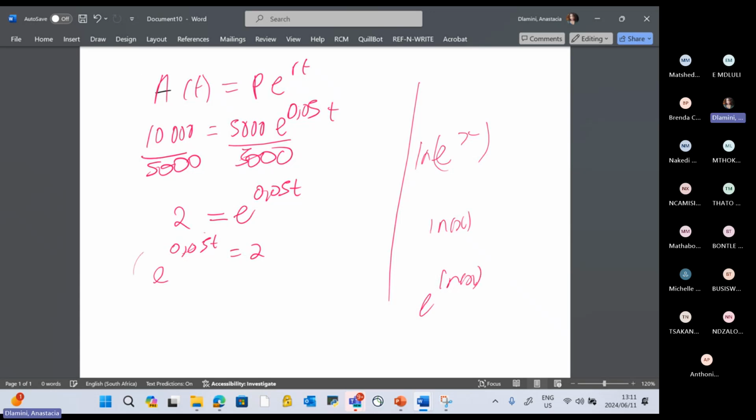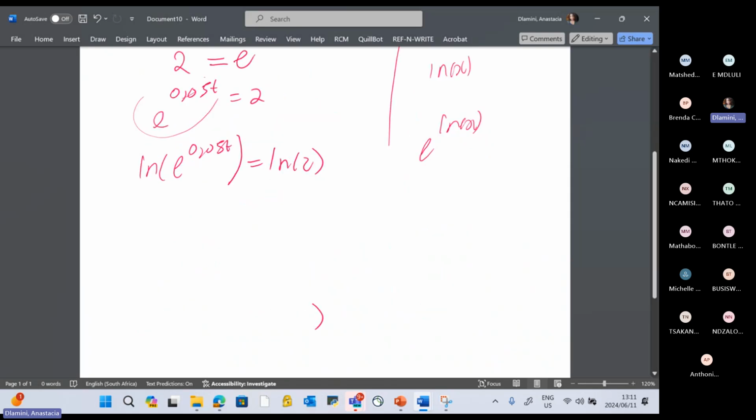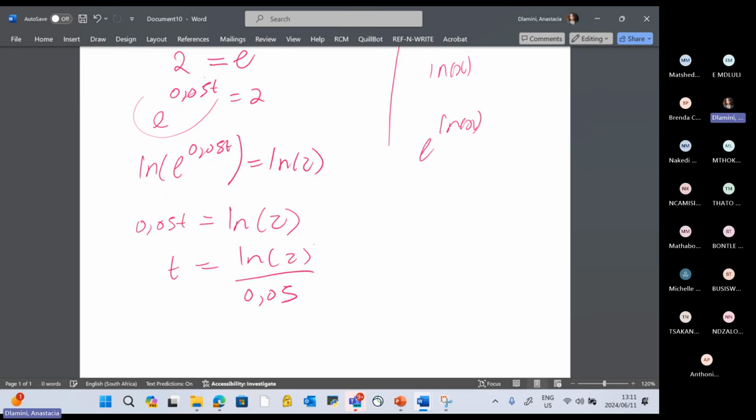So here we have e, so we introduce the ln. So this is ln of e to the power of 0.05t, which is ln of 2. Now this is 0.05t is equal to ln of 2. Therefore, t is equal to ln of 2 divided by 0.05. And I'll leave it like this in the exam because it's multiple choice and you're not allowed to use a calculator. Do you see that?